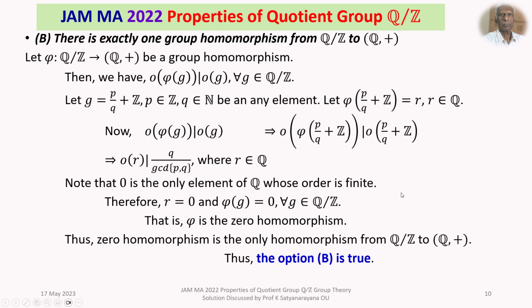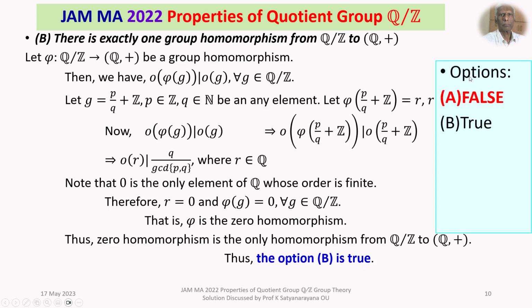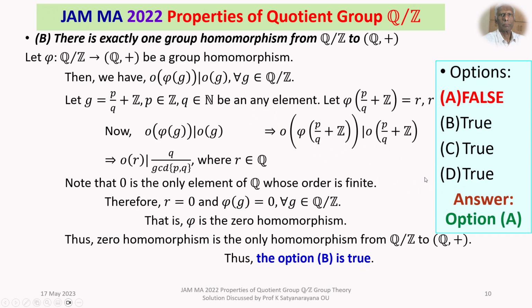So, we conclude. Option A we have shown false. B, C, D are all true. Therefore, the answer to this question is option A. So, that is the detailed discussion of the solution of the problem.